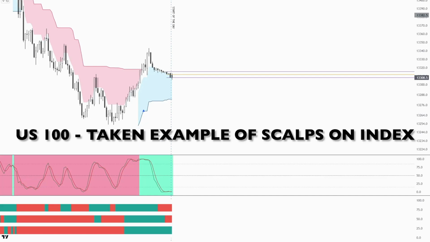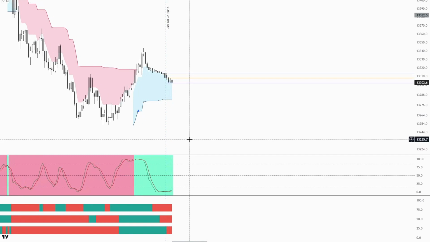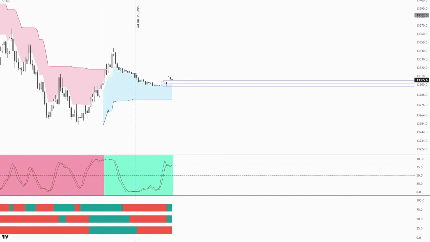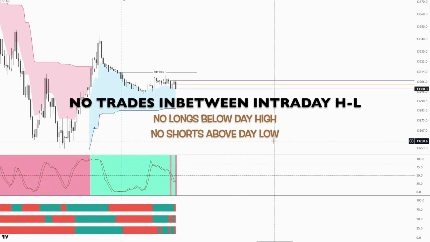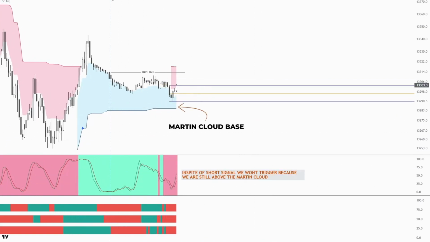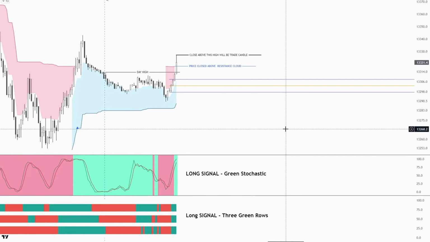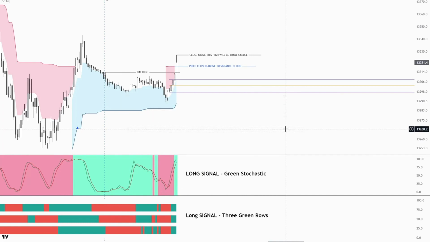I am showing you an intraday setup on the US 100 index on a 5 minute time frame. We are at the start of the day, and we will fast forward and validate how we execute a signal. And now we have passed a few candles. We will mark the day high as the breakout point. We will not initiate any long below the day high. We had a sell signal on the indicators, but it's not a valid signal as we are above the Martin cloud. Now we have a long signal on the indicators, which validates our rule as price is above the resistance cloud and crossing the day high, and it marks a signal candle. We will execute a long after a candle closes above the high of the signal candle.